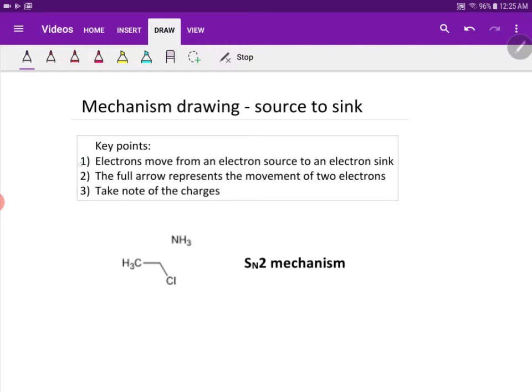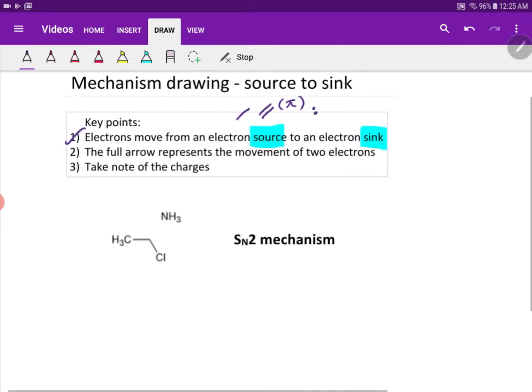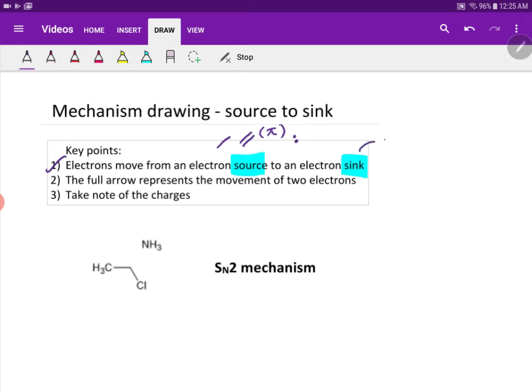The first key point is that electrons move from an electron source to an electron sink. In most cases, electron sources are your bonds: single bond, double bond, triple bond. In the case of a double bond, it is our pi electrons. We can also have lone pairs of electrons that can move. And for electron sinks, most of the time we are interested in moving our electrons to an atom. There are many other cases, but in general these are the examples that we have.